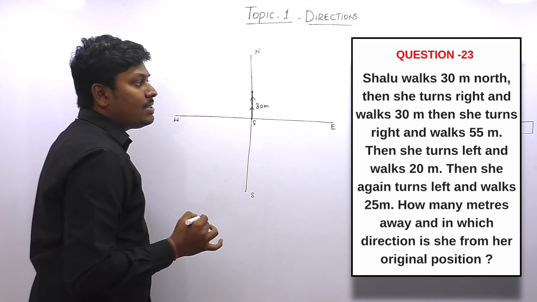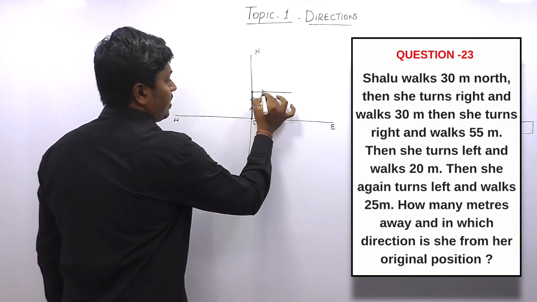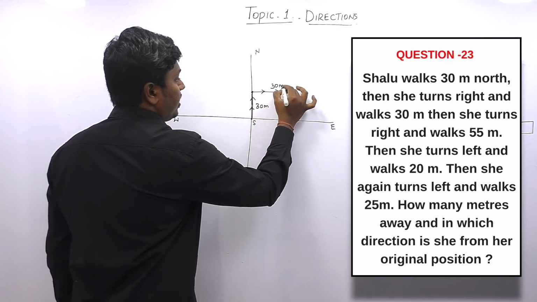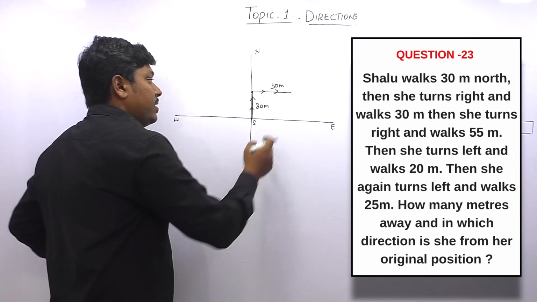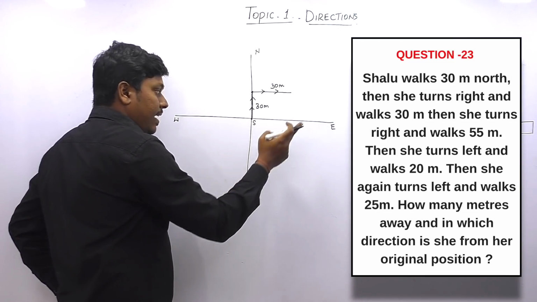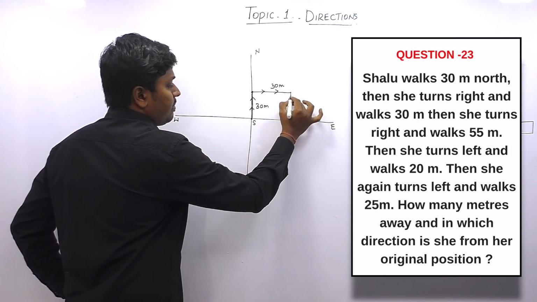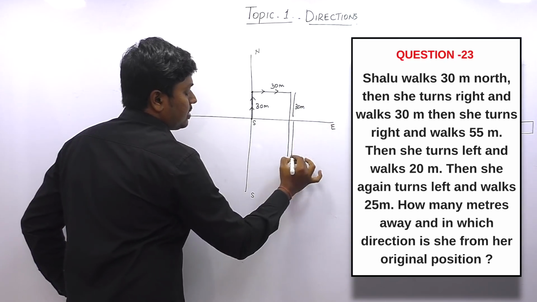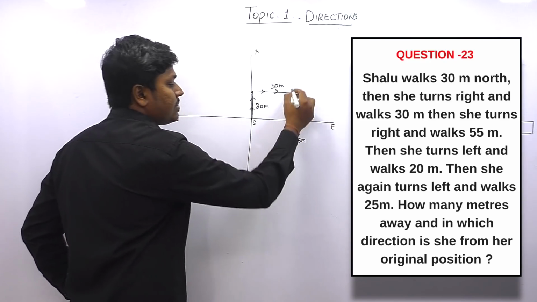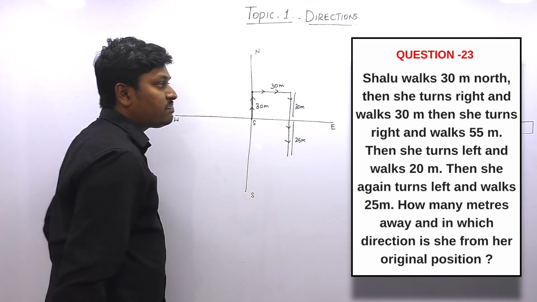And then he is taking a right turn and walks 30 meters again. She turns a right turn and walks 55 meters. So from this point, she is taking a right turn and walking 55 meters. We already know that this will be 30 meters. From here, this will be 30 meters and this will be 25 meters. Only then we can say the total distance after taking a right turn will be 55 meters.